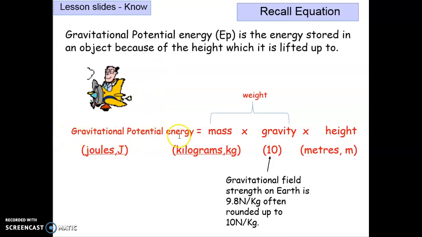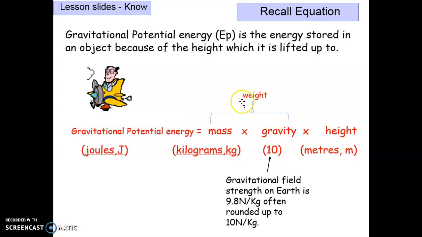So gravitational potential energy, in joules, energy is always in joules, equals mass times gravity times height. I say in class MGH. Gravitational potential energy is the MGH. So it's mass times gravity times height.